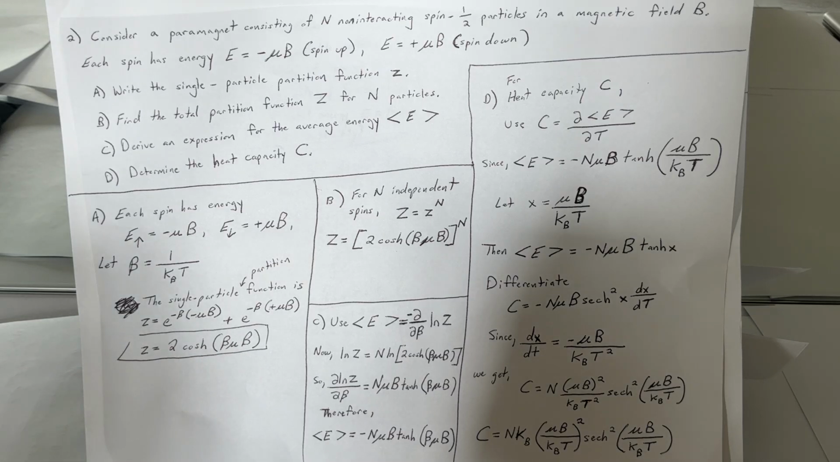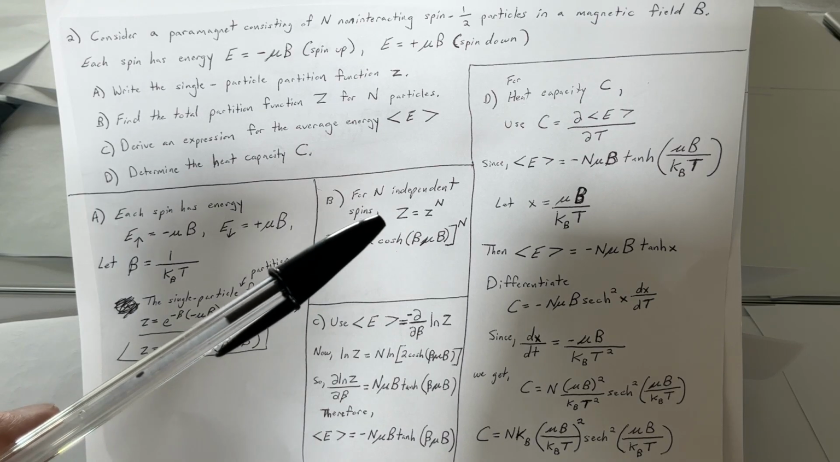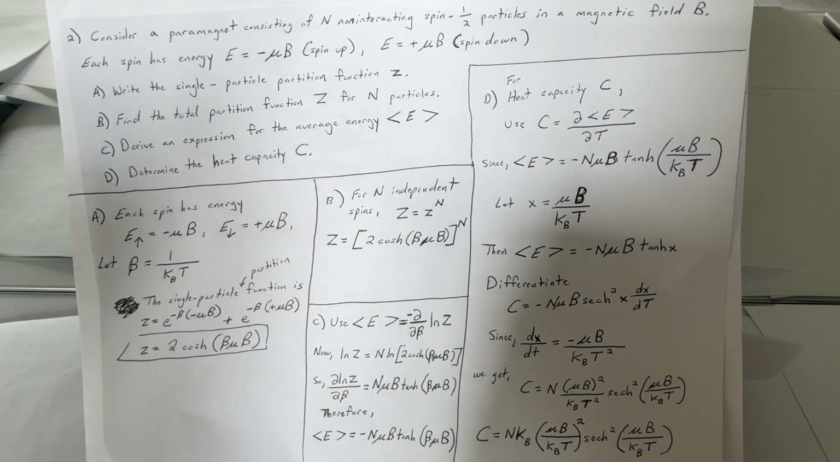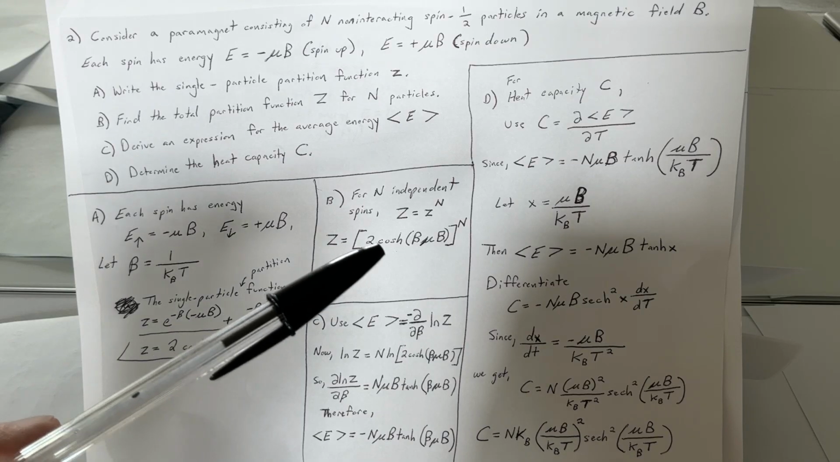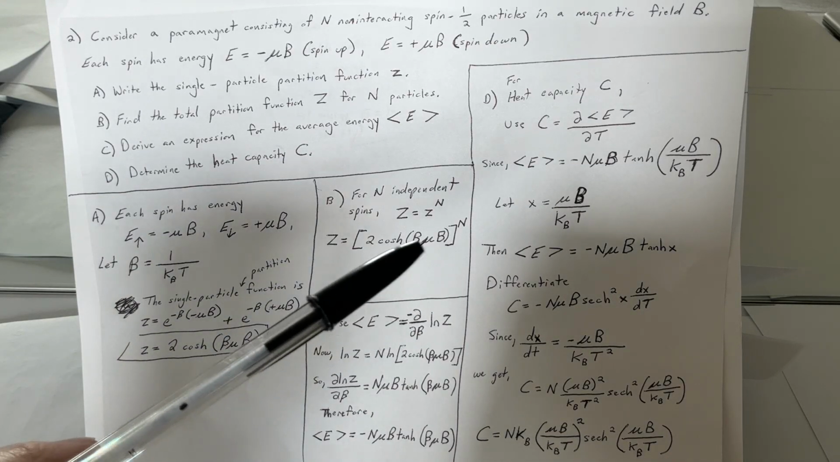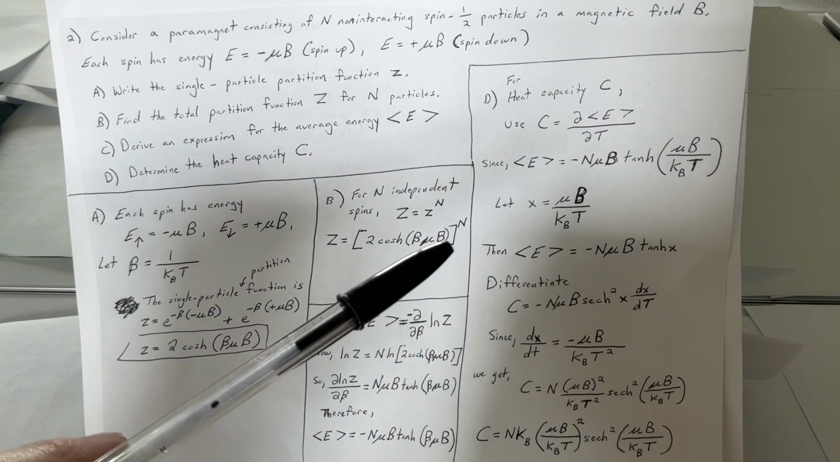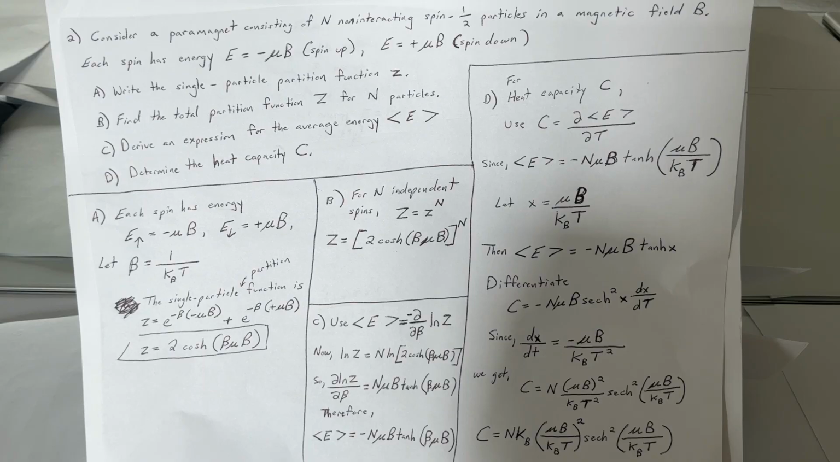Okay. For part B, find the total partition function Z for N particles. So for N independent spins, capital Z equals lowercase z to the N. So Z equals 2 hyperbolic cosine of beta mu B, that raised to the N. That's all you have to do for letter B for the total partition function.